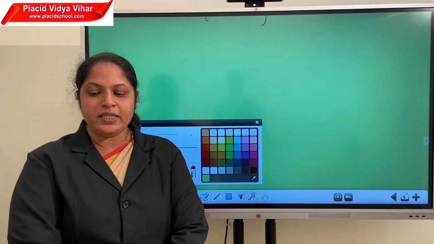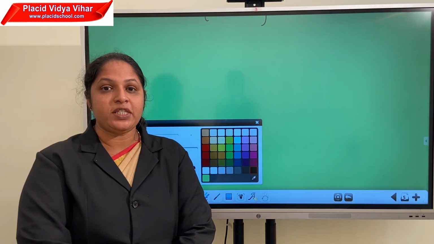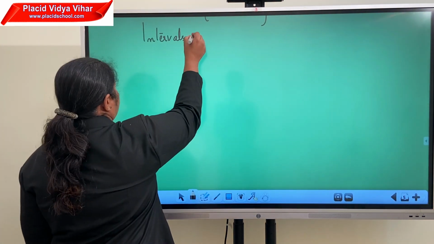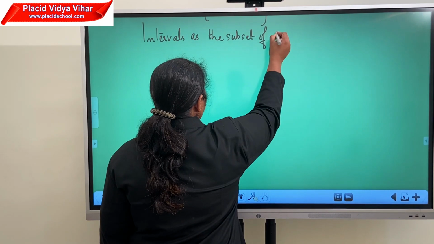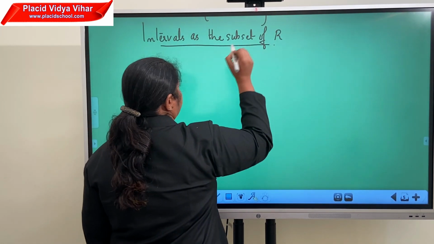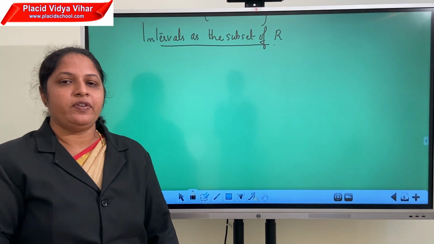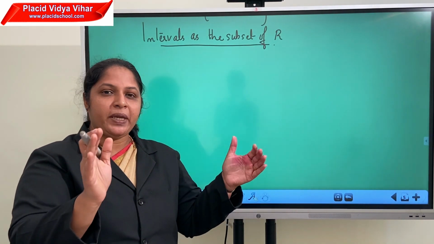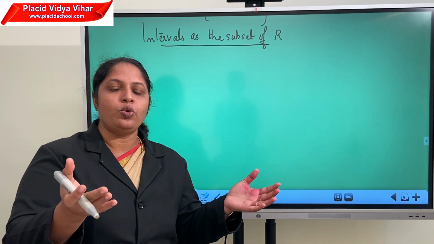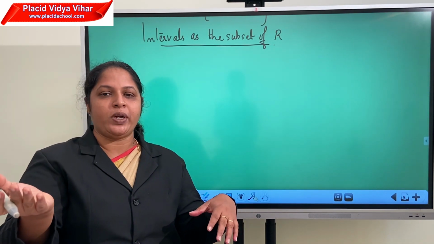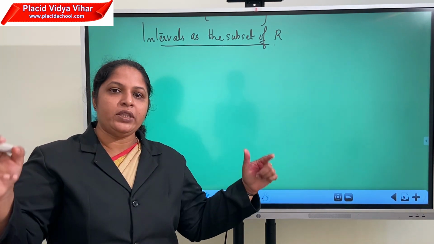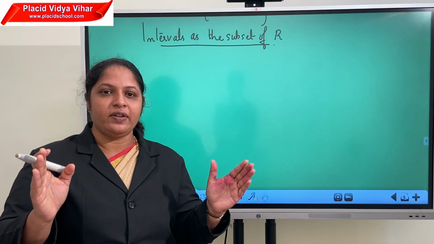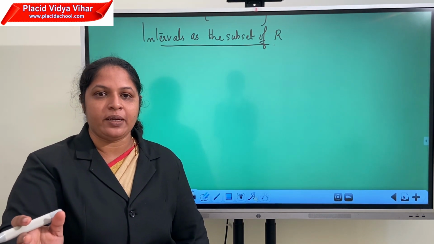Now the next topic is intervals as subsets of real numbers. Write the heading as intervals as the subset of real numbers. What do you mean by an interval? The word meaning is, interval means a break or a period of time, for example your school break. Lunch break is from 12:15 to 1. That means on the clock, 12:15 to 1 is your lunch break. That is your interval. Same is the concept in the set of real numbers.